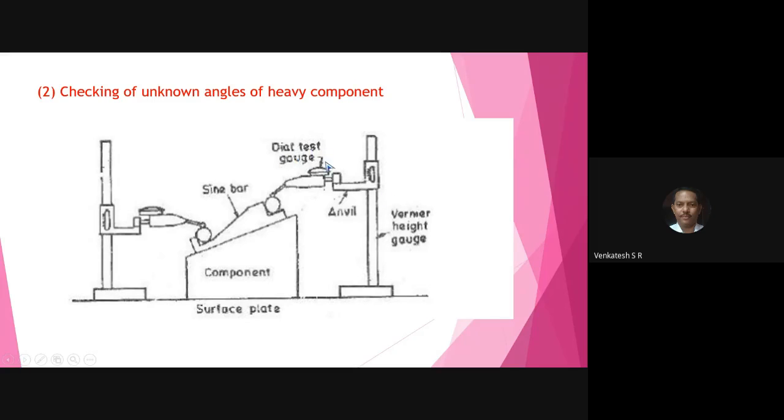Here the dial gauge is set on the vernier height gauge, which makes the contact of the roller of the sine bar on the component, and that will give you the opposite side by hypotenuse. Tan alpha equal to opposite side by hypotenuse. Then alpha equal to tan inverse of opposite side by hypotenuse. That will give you the angle of the component.